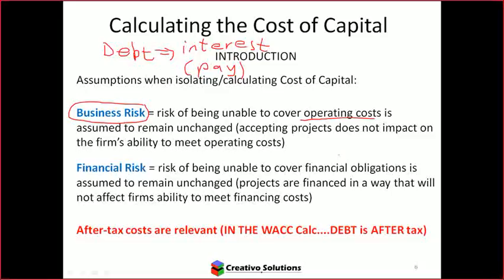Good. Then the second assumption is financial risk. So financial risk focuses on the debt, the interest. The risk of being unable to cover financial obligations is assumed to remain unchanged. So projects that are financed in a way that will not affect the firm's ability to meet their costs. So what does that mean? Well, that means if you have more debt or less debt, you will still be able to pay for the interest. That's the second assumption.